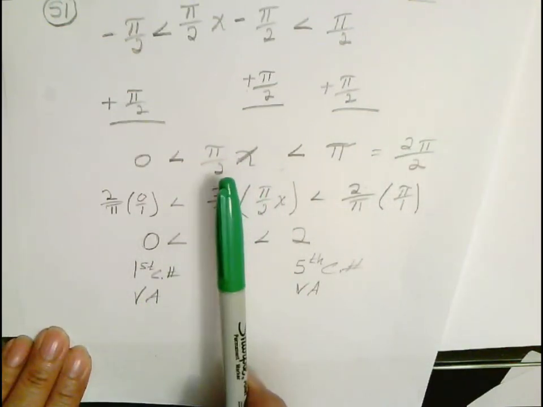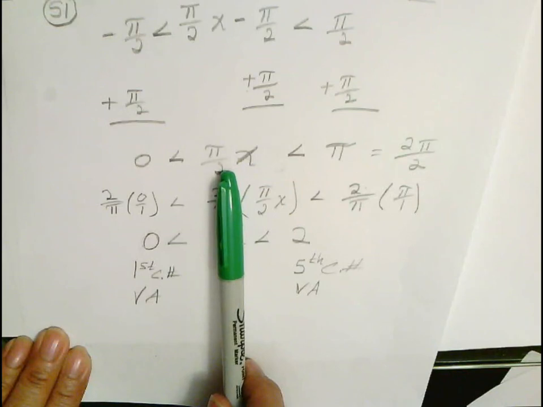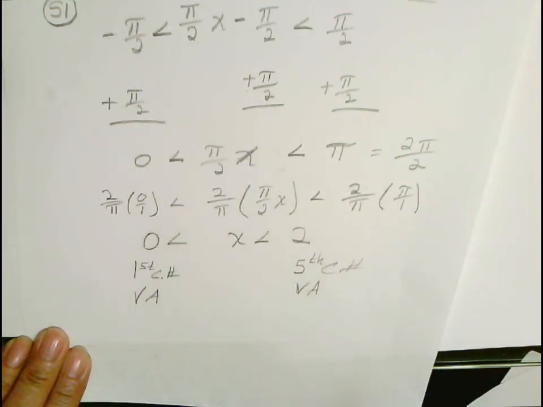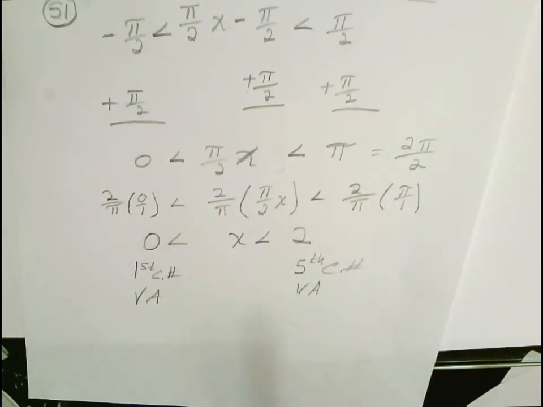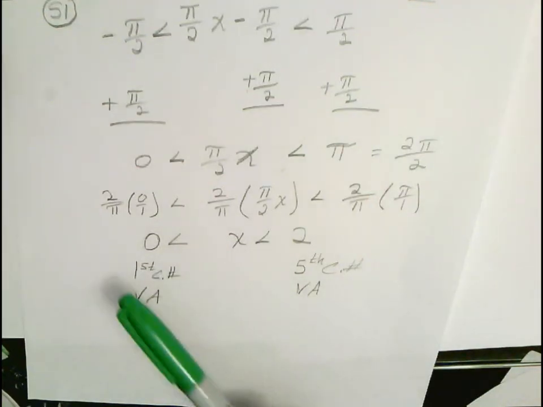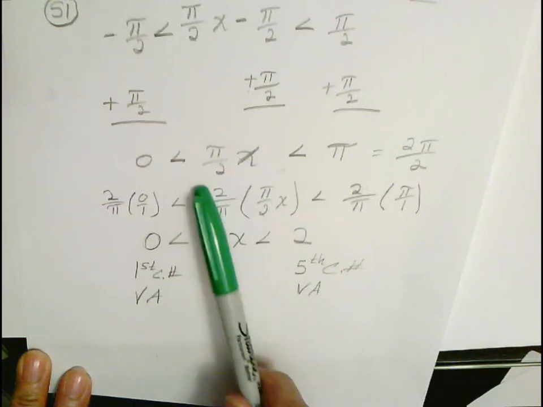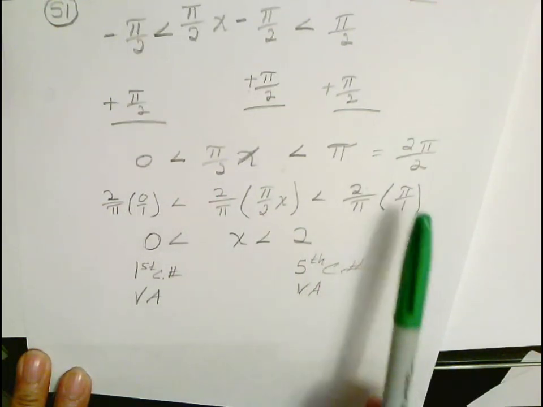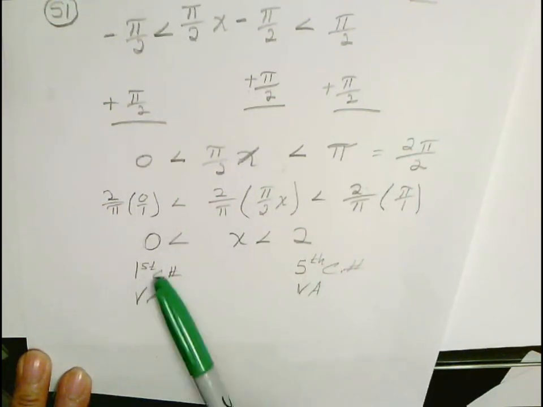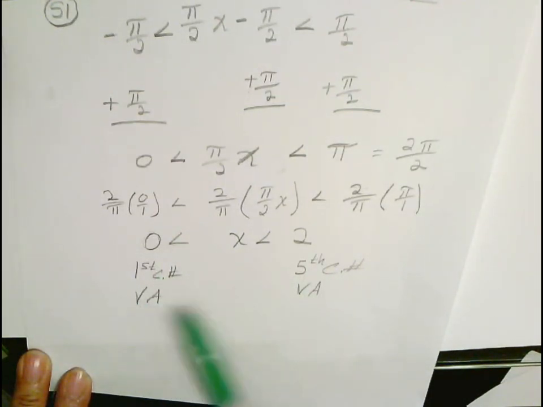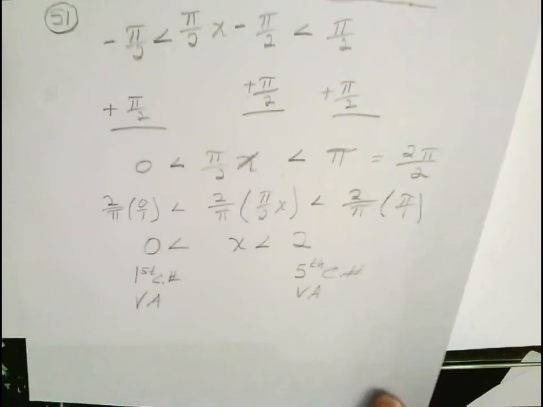We have to undo multiplying by pi over 2, which is to divide by pi over 2. And when we divide by pi over 2, it's the same thing as multiplying by its reciprocal, which is 2 over pi. So this gives us 0. The pi's cancel out, the 2's cancel out, x. Pi's cancel out of 2. First critical number, fifth critical number, 2 consecutive vertical asymptotes.